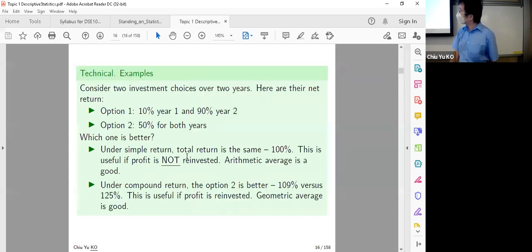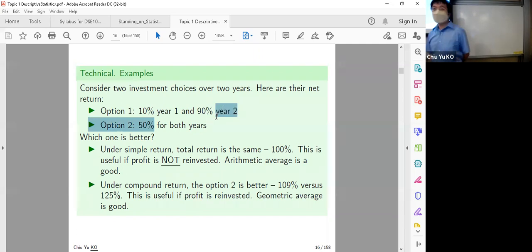The next thing, if you learn finance, is a very standard thing. Suppose you have two investment choices. The first one gives you 10% return per year, the second 90%. It looks like a heavy investment: you have to invest a lot first before you can receive a good return. The second one is 50% per year. Using the simple average, it looks like the same return, because the average return for both is 50%, since 10% plus 90% divided by 2 is 50%. The total return is the same. But if you do compound return, where you get the return and then reinvest again, in that case the second is better. 1.5 times 1.5.